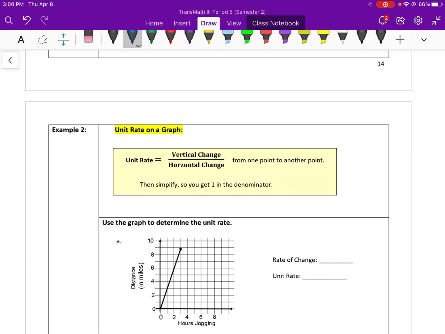All right, now unit rate on a graph. Okay, unit rate on a graph, you're going to do vertical change, again, vertical is up and down, over your horizontal change, which is left and right from one point to another point. Okay, and then since it's the unit rate, we got to simplify that denominator to be 1.